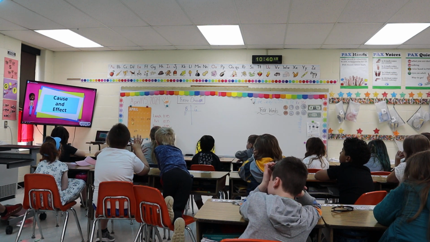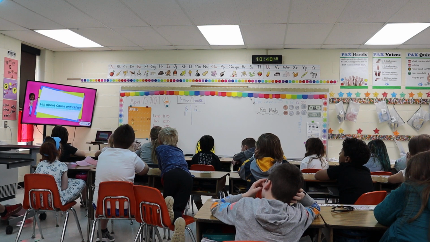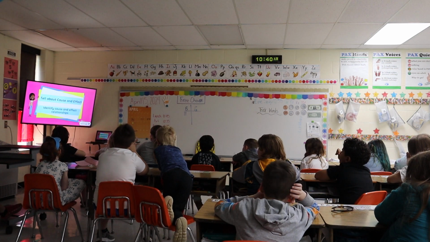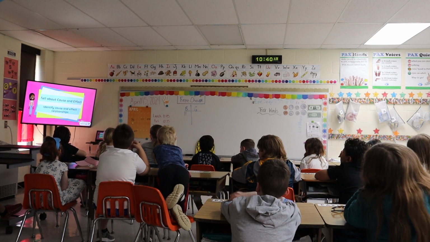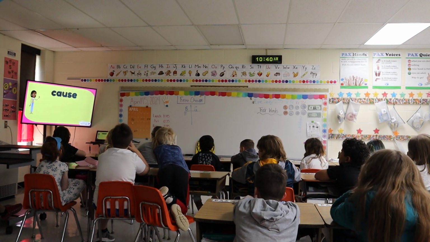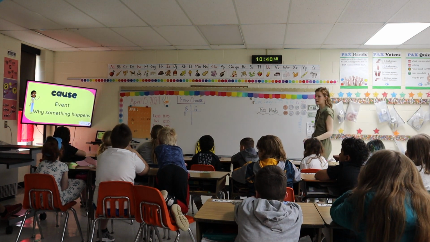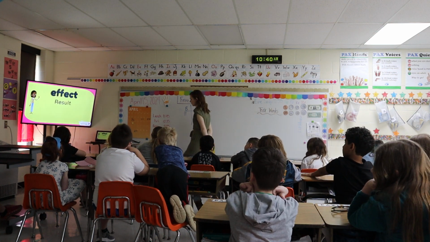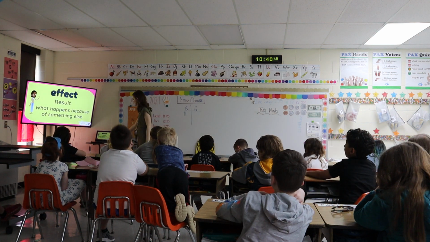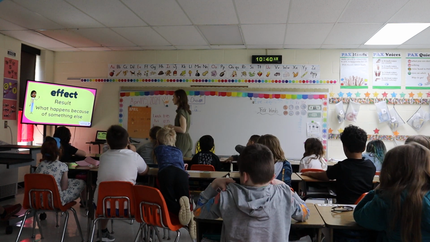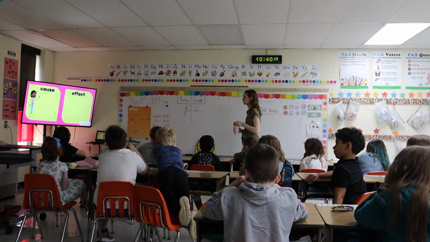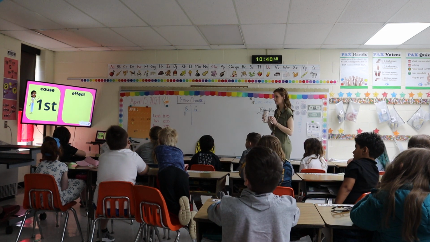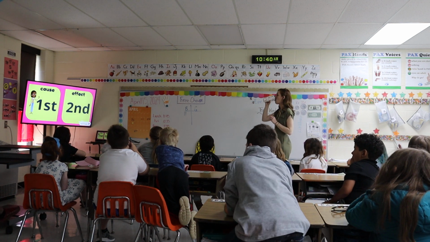Cause and effect. You'll be able to tell about cause and effect and identify the cause and effect relationship. The cause is the event. It is why something happens. The effect is the result. It's what happens because of something else. This means the cause will come first, and the effect will happen after.